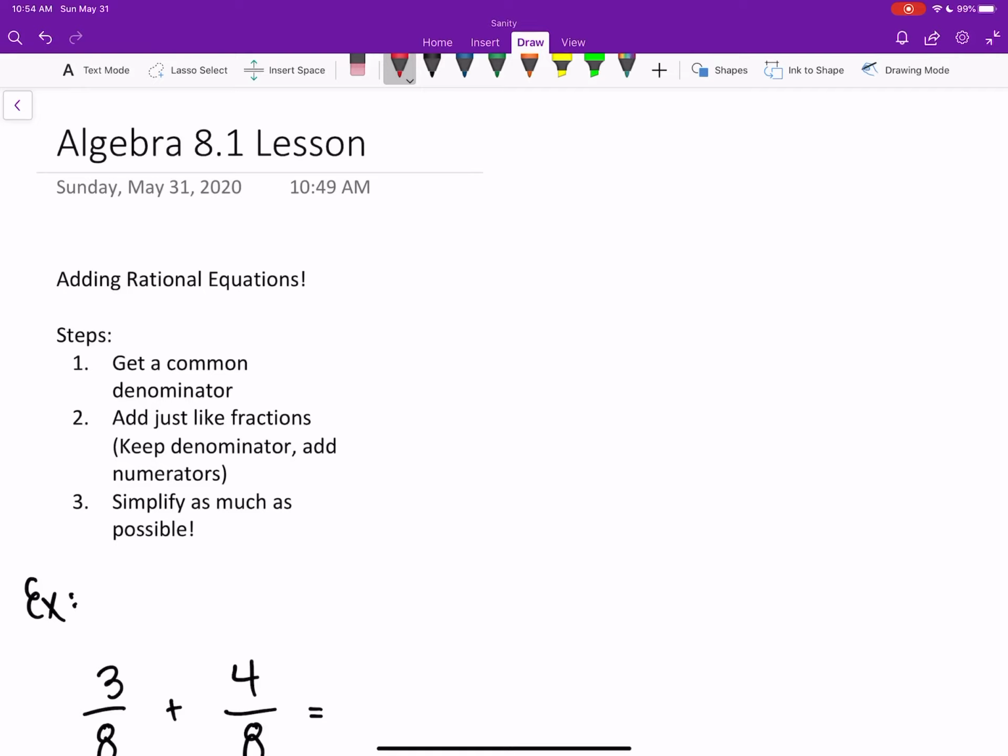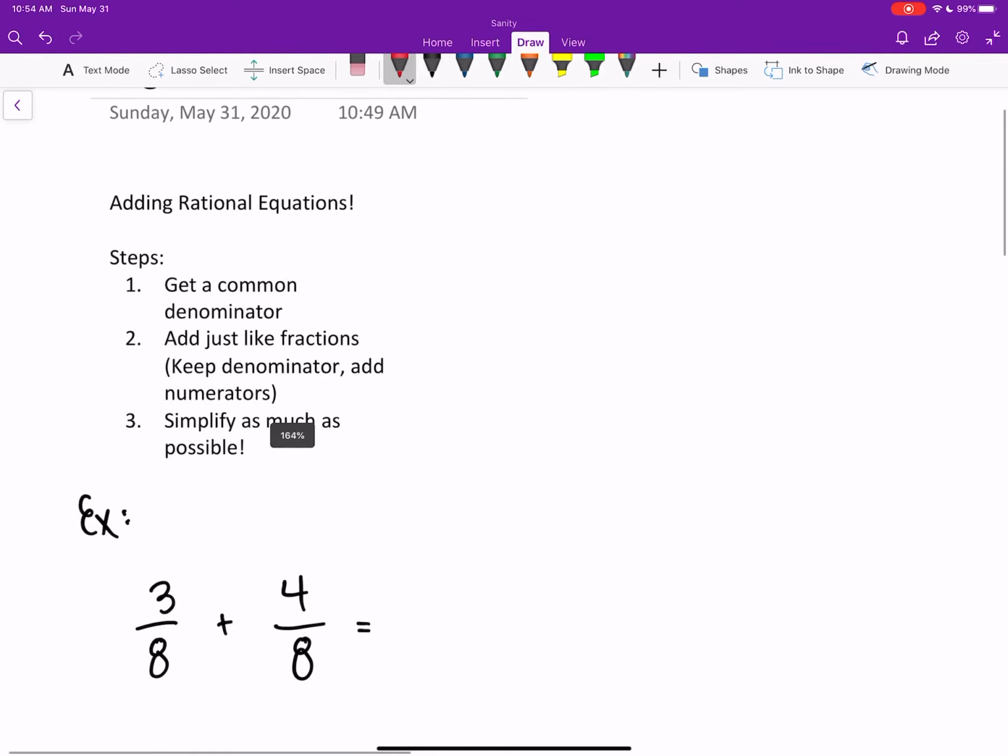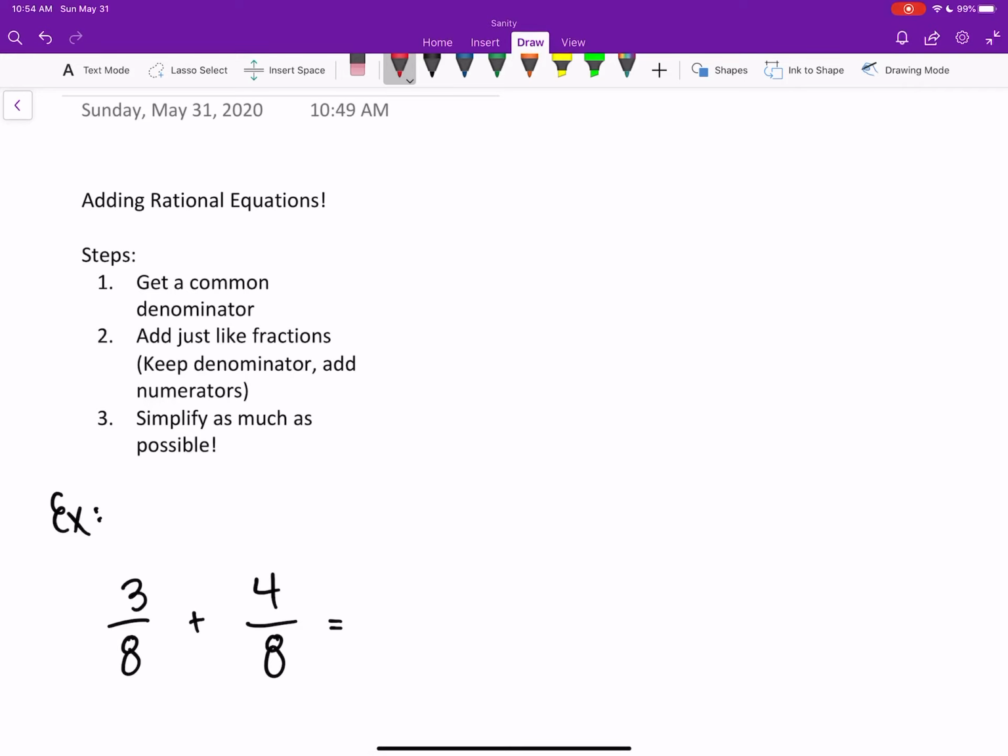So I typed up some steps as I usually do for adding rational equations. Basically, when we think rational equations, I'm thinking like fractions. So we're going to treat them the same way we do fraction operations, all right? My first step would be to get a common denominator. When we multiplied, we just multiplied straight across. But when we add fractions, you have to make sure you have the common denominator in order to add right across. Once you have a common denominator, then you're just going to add like fractions. So you're going to keep the denominator the same, and just add the numerators.